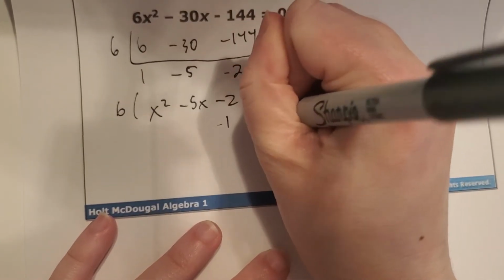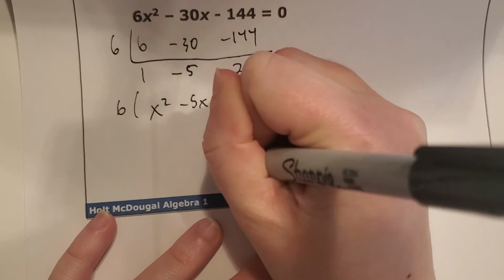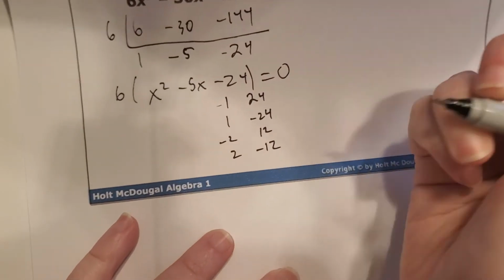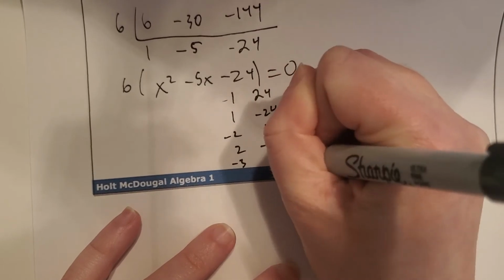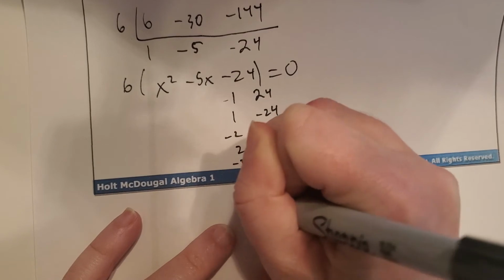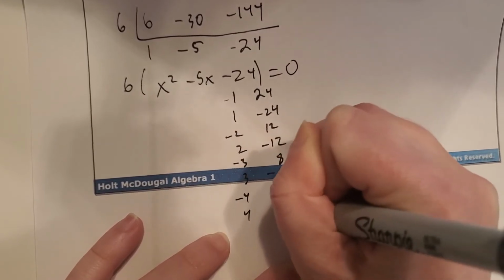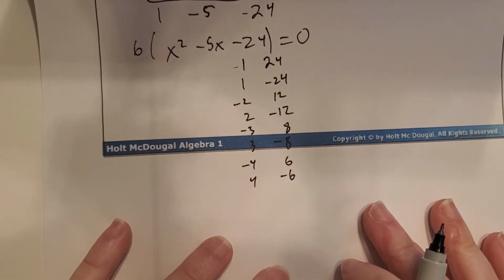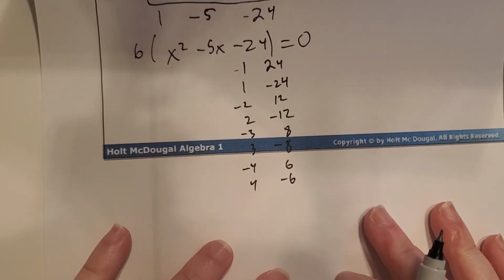Negative 1 and 24. Switch. Negative 2 and 12. Switch. Negative 3 and 8. Switch. Negative 4 and 6 and switch. All right. So which one of these pairs adds up to negative 5?